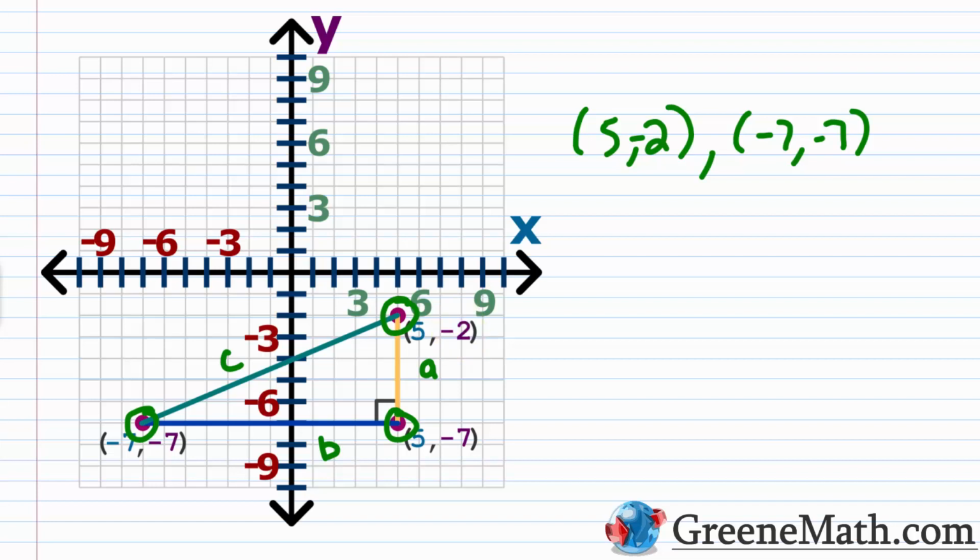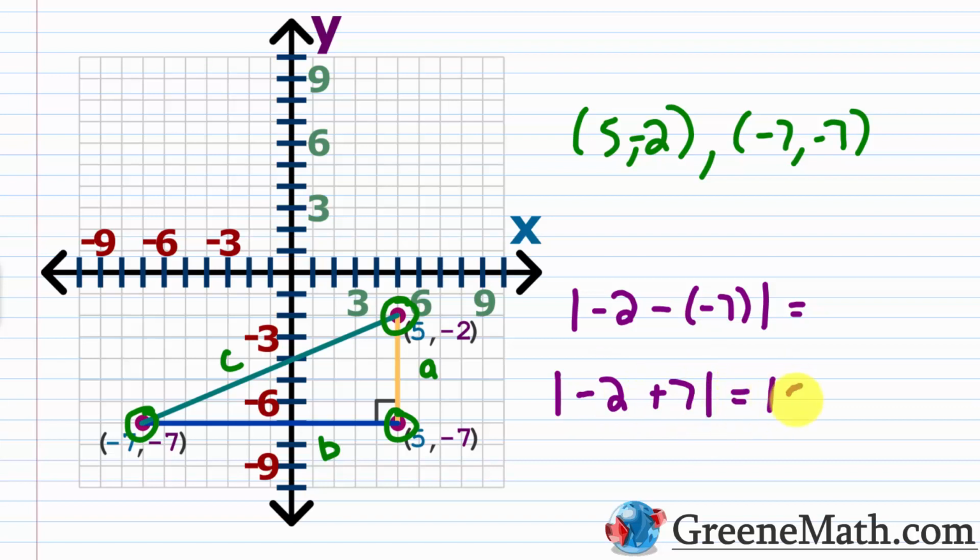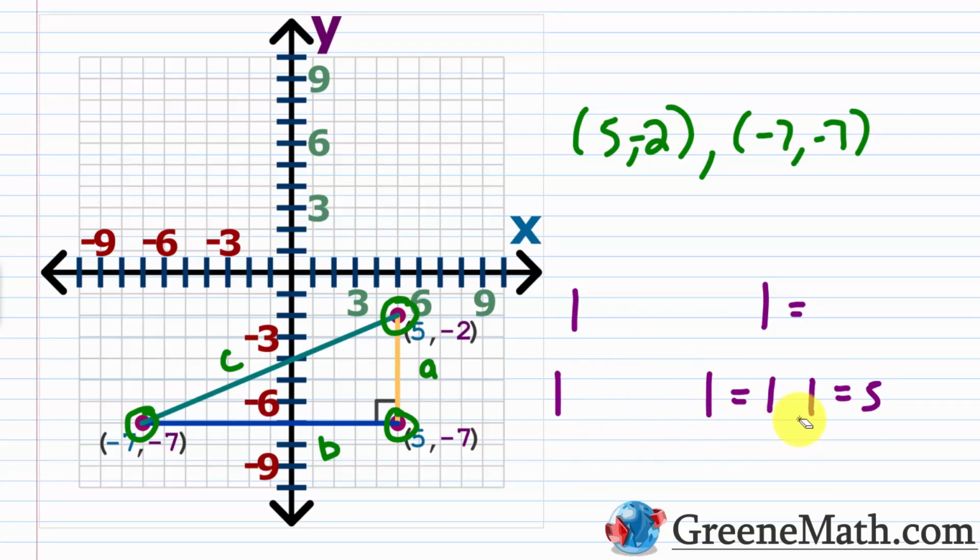Well, most of you would realize that you just need to subtract the y values, right? So you would just basically do, inside of absolute value bars, -2 minus a -7, which would be equal to what? It would be the absolute value of negative 2 plus 7, which would be equal to the absolute value of 5, which is 5. You could also do it the other way because you use absolute value. So I could reverse this completely, and I could say that we had negative 7 minus a negative 2. Okay, you get the same answer.